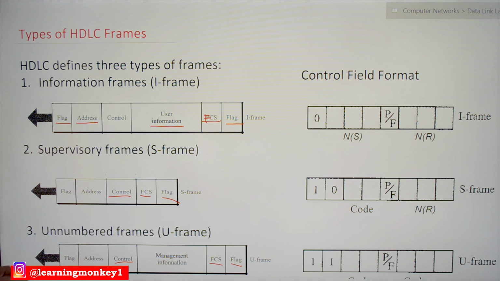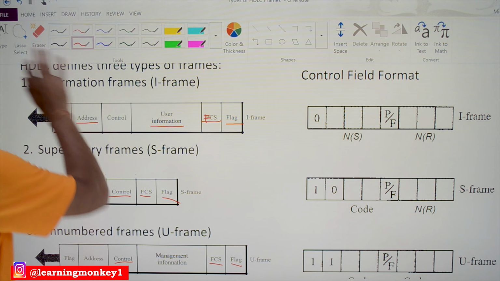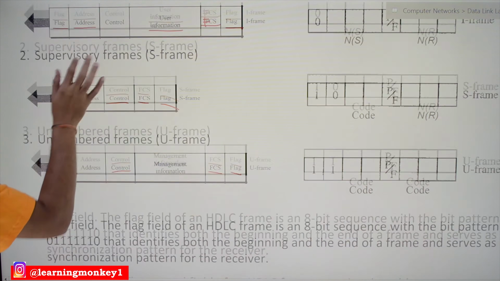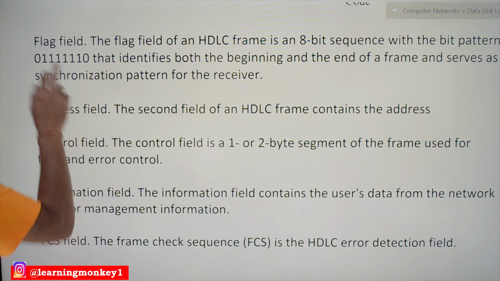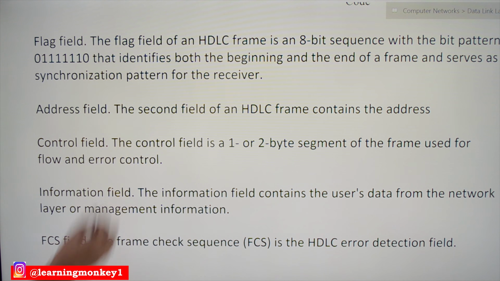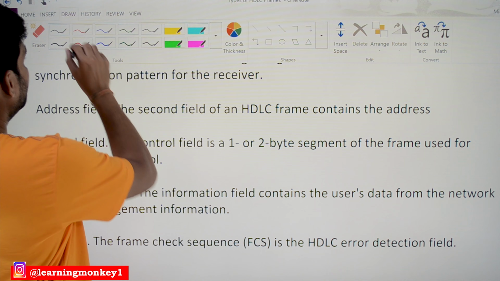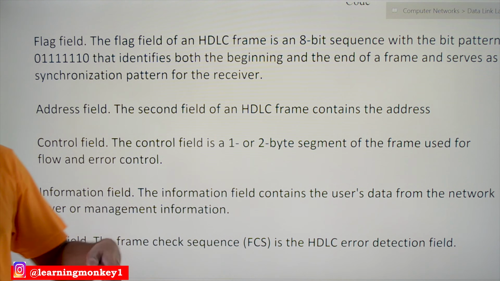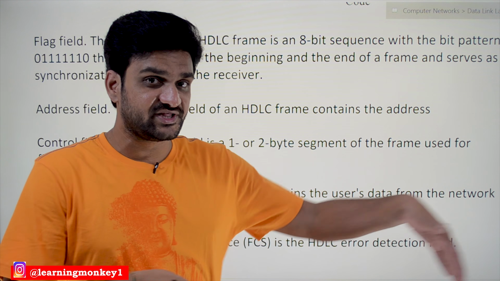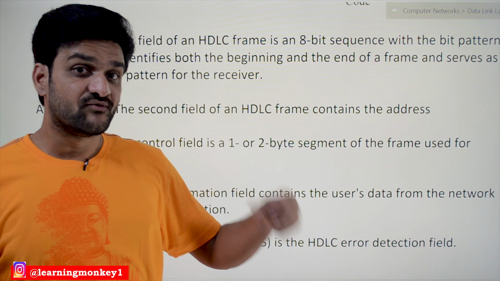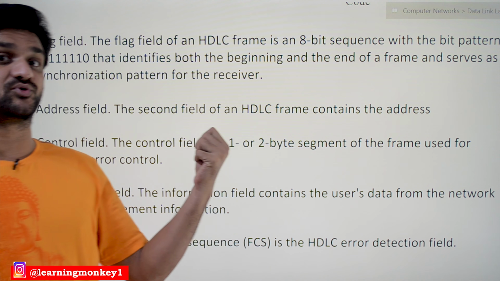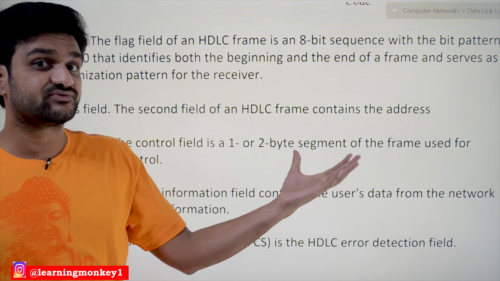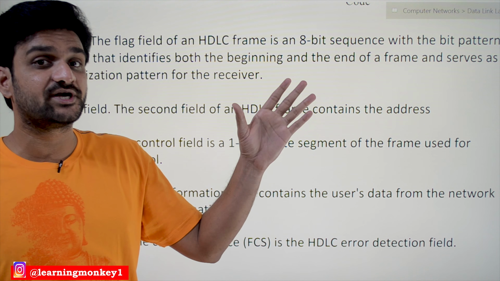Okay, let's try to understand each and every field in detail. So the first field is the flag field. So what is the flag field? As we have already seen, in order to maintain the synchronization between the sender and the receiver, we are going to use flag bits, and this HDLC is a bit oriented protocol. In our previous class we have seen that it is a bit oriented protocol.